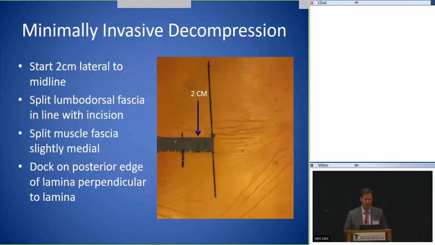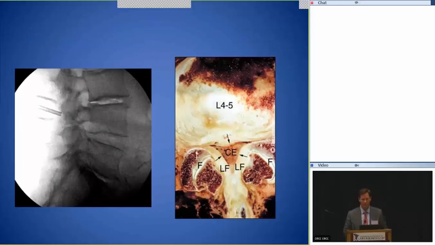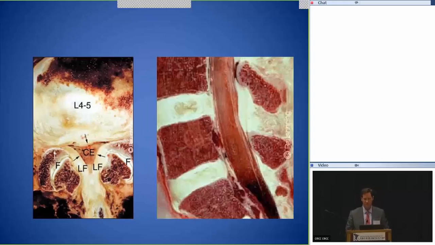How do we do that? Well, make a skin incision a little bit more lateral. We dock the tube just a little bit different. It's going to be perpendicular to the lamina rather than to the disc space. And then again, as I just showed you, we're going to take out the pressure off one side and then the other side. And then we come back to that same side again and finish that off.